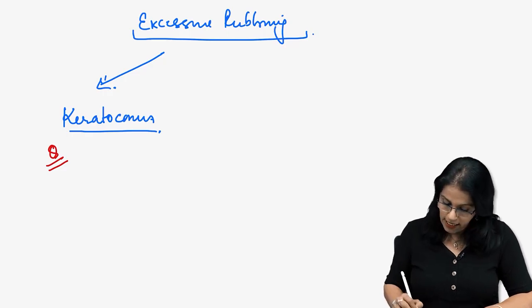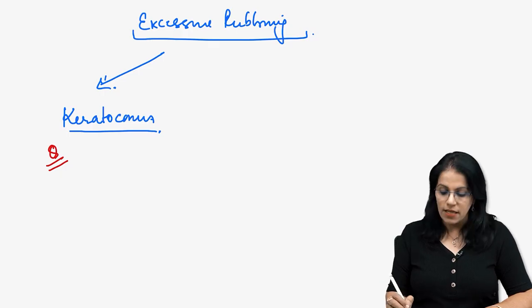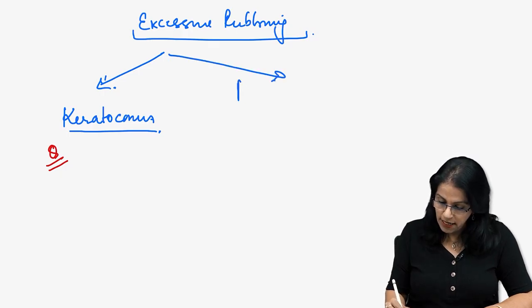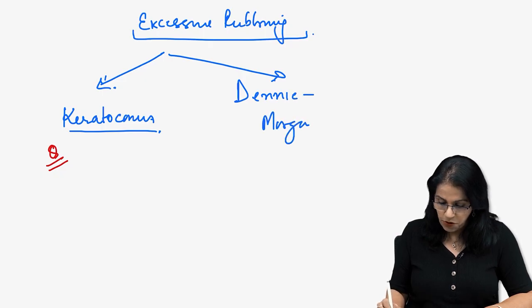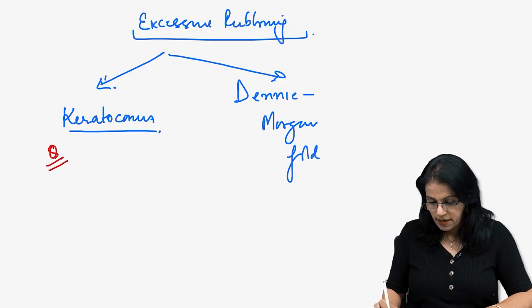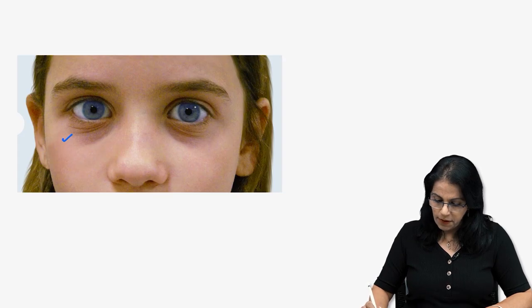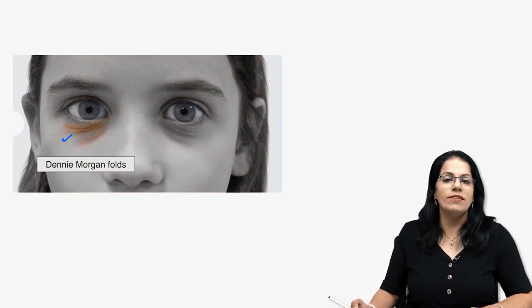And second thing that can happen due to excessive rubbing is folds below the lids, and what is that called? We call it Dennie-Morgan folds. I'll just show you what are Dennie-Morgan folds. So just remember this much. Have a look. So can you see these folds below the eyes due to excessive rubbing? This is what is Dennie-Morgan folds.